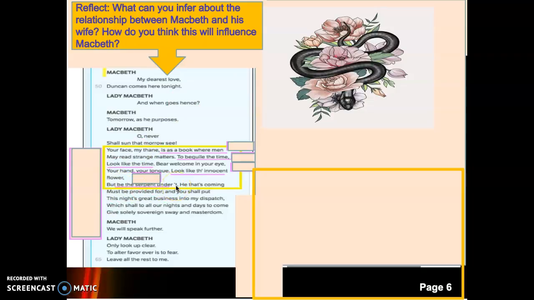So what is she trying to tell Macbeth? What is she trying to ask him to be? Then what he said here, "We will speak further." What does that show you? What does his response tell you? Did the influence begin? And why? How did we know that?